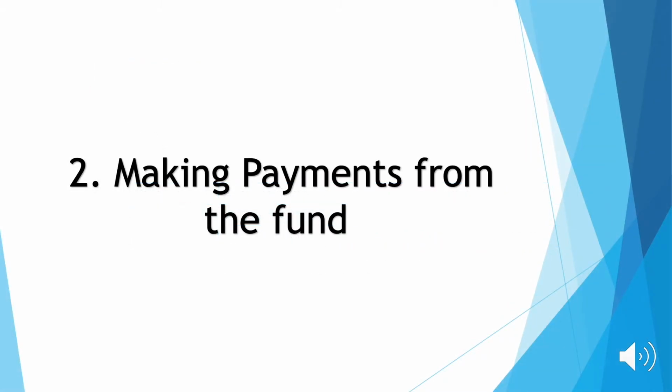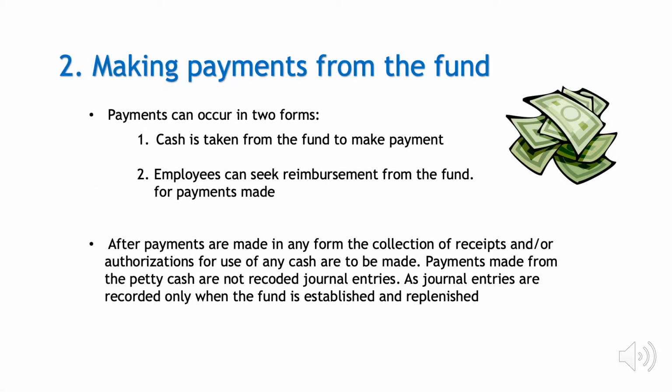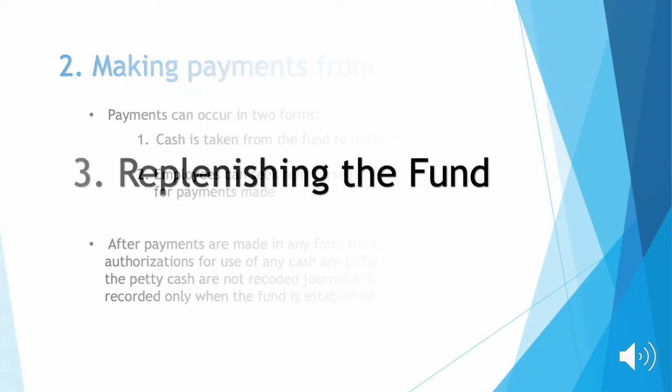Making payments from the fund. Payments can occur in two forms. Cash is taken from the fund to make a payment, or employees can seek reimbursement from the fund for payments made. After payments are made in any form, the collection of receipts and/or authorizations for the use of any cash are to be made. Payments made from the petty cash are not recorded in journal entries, as journal entries are recorded only when the fund is established and replenished.